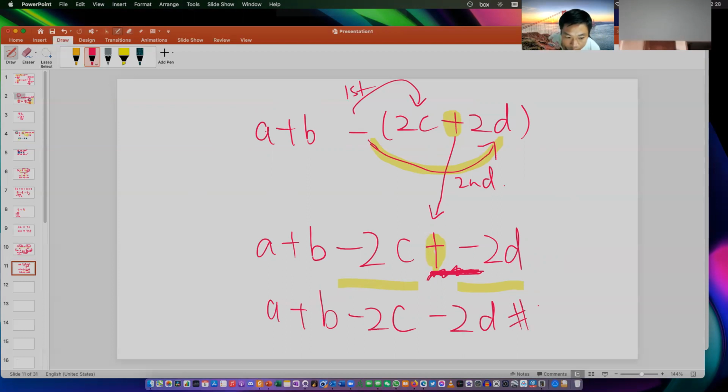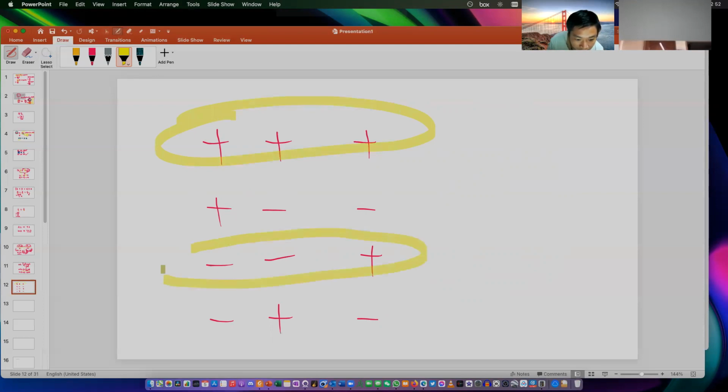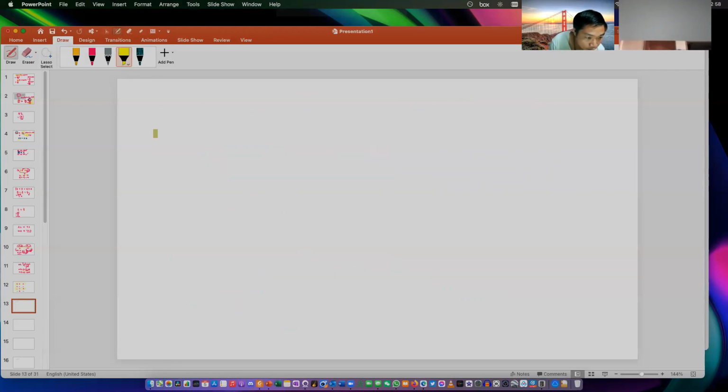Before I continue, I just want to show you the table once again. Plus plus you get plus. Plus minus you get minus. Minus minus you get plus. Minus plus you get minus. So basically, same you get plus, different you get minus. Okay, so let's do one more question.